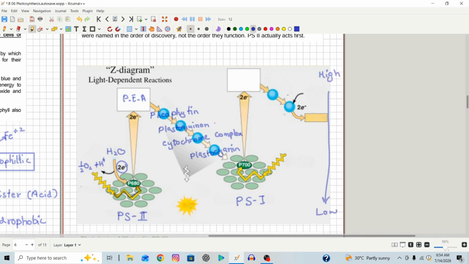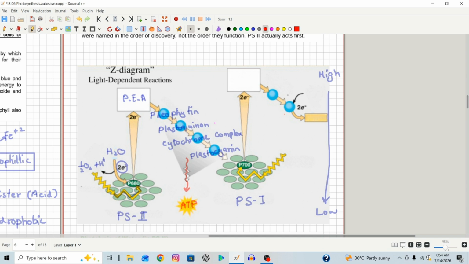So when electrons move from high to low energy, what will happen? Energy will be released, and the released energy will be saved in the form of ATP. As you can see here, as the electron moves from high to low, the energy will be released, and the energy that is released will be saved in the form of ATP molecules.